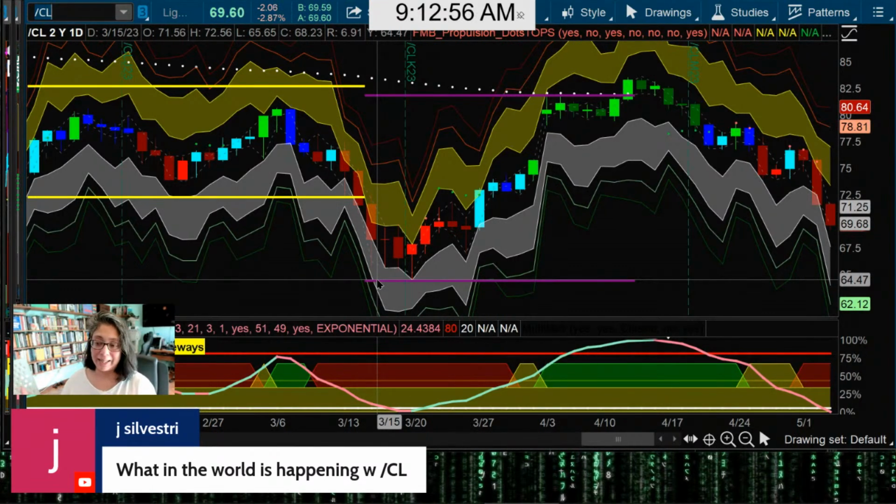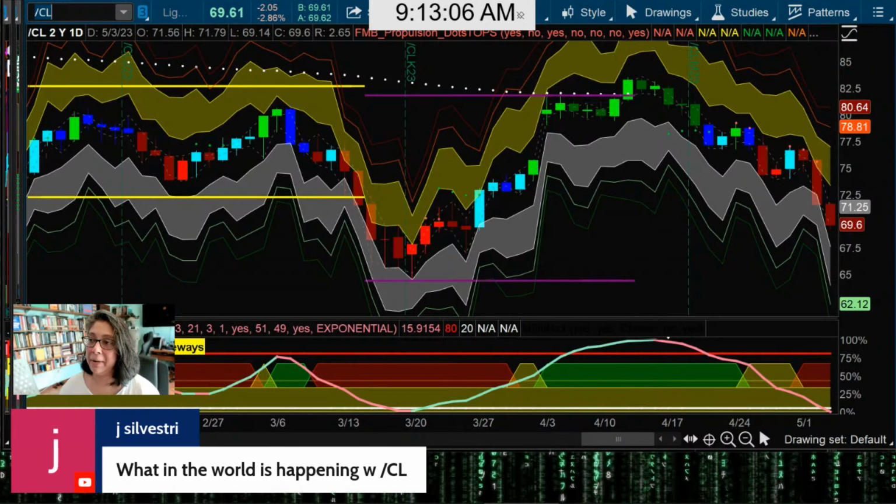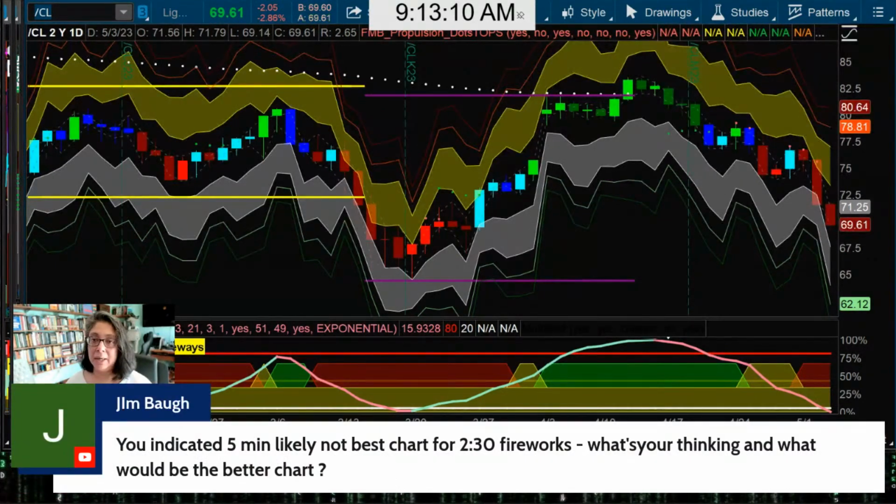Somewhere between, I'd say, $67.5 and $64.5 a barrel is where, if we're going to see support, the floor, the demand, the buyers step in, that's where it's going to be. And probably maybe some kind of news coming out of OPEC, because they don't want prices down here below 70. They do not.